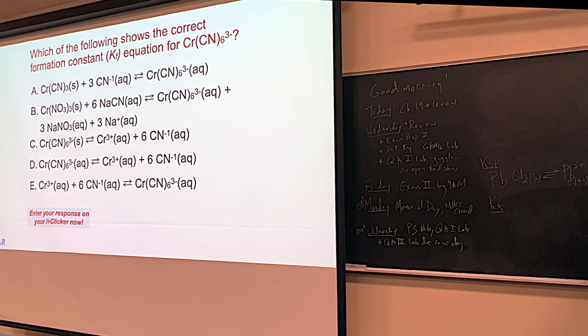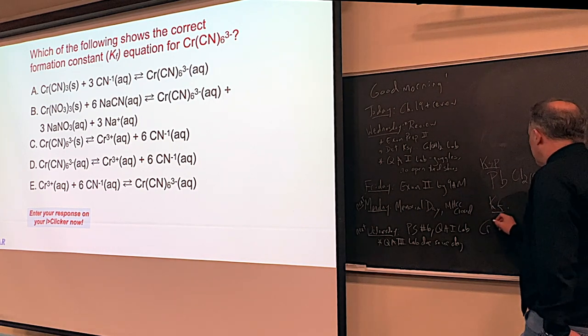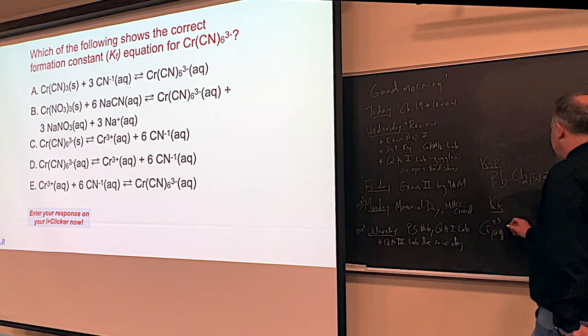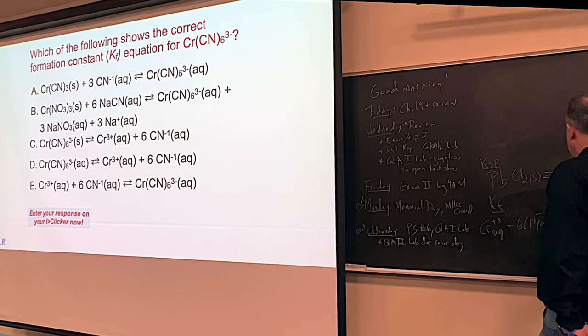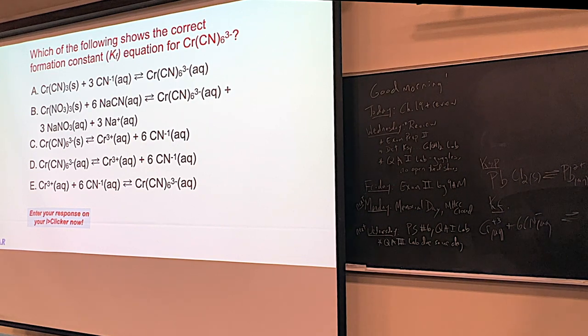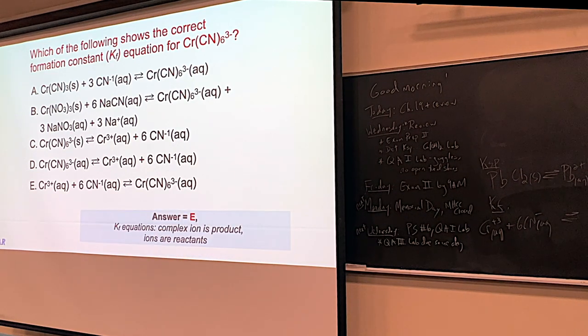So in the KF expression, we write Cr(CN)6 minus 3 as the product. It's not the reactant like it was for the KSP. But like KSP, anything that goes into making the complex ion, those are going to be the reactants. So for this case, we would have a chromium plus 3 and 6 cyanides. And these are all water-soluble or aqueous things because of that. So for KF expressions, the complex ion is the product, which is different than KSPs. For KSPs, those parts were the reactant, but for KF, it's the opposite.